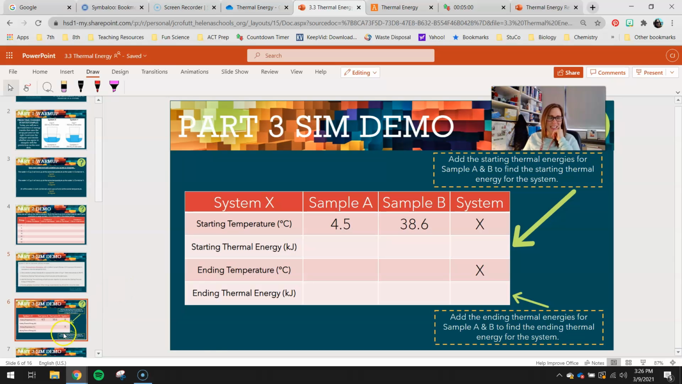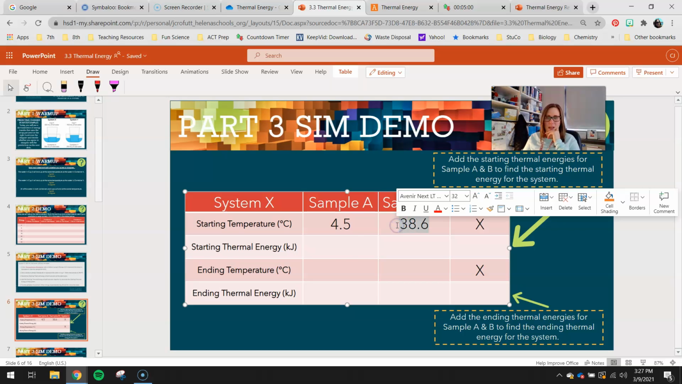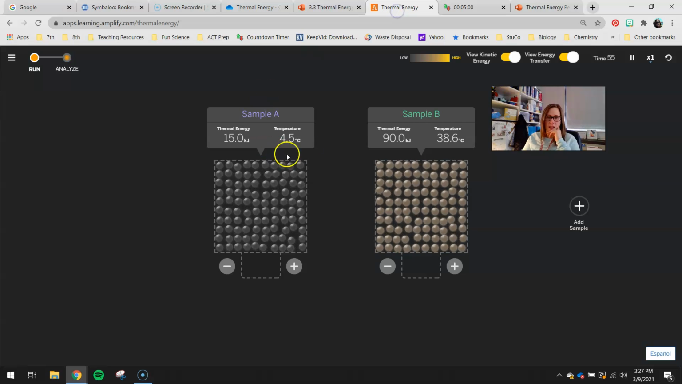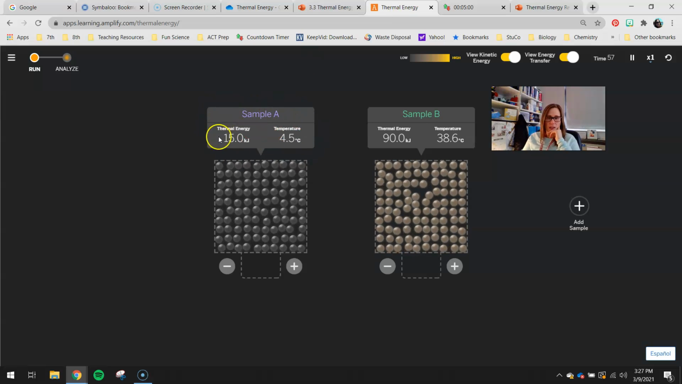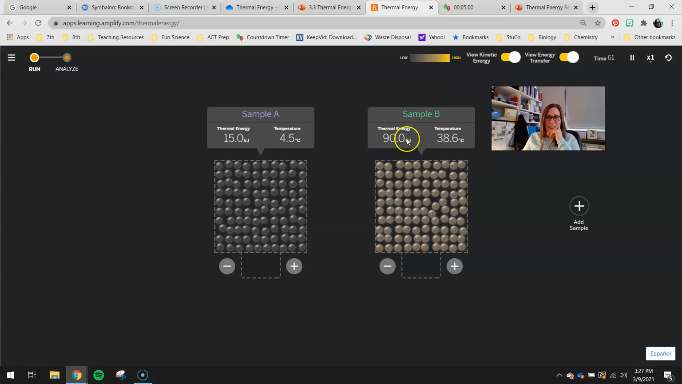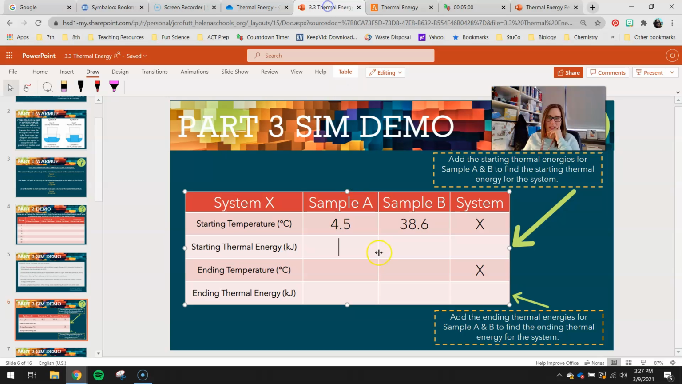On slide 6, you'll see this data table. Note that I've already put in your temperatures for samples A and B. This is what you cooled sample A down to, and this is what you heated sample B up to. Now we need to record their starting thermal energy. If you look right here, sample A has a thermal energy of 15, and sample B has a thermal energy of 90. Remember, that's the total kinetic energy.